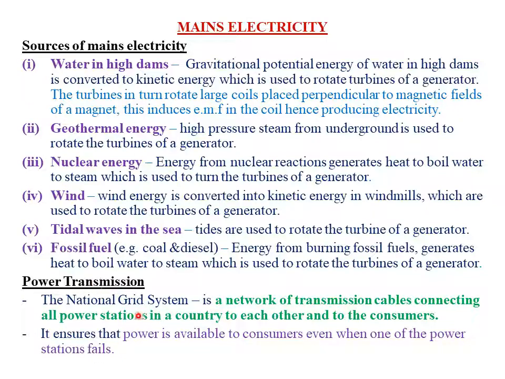Now remember, if there was no national grid system, it simply means that in a region where we have water in high dams for hydroelectric power generation, when the dams dry, you are going to have a lack of electricity in that particular country, or what we call a blackout. So to prevent that, we introduce what we call the national grid system, which is a network of transmission cables connecting all power stations in a country to each other and to the consumers. So that ensures that power is available to all consumers even when one of the power stations fails.